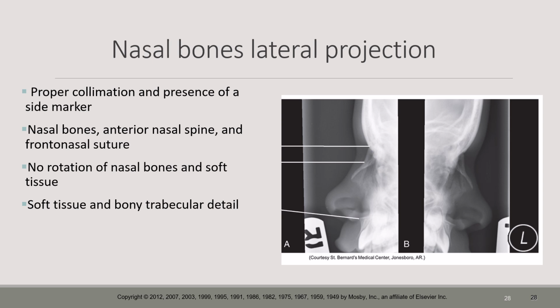But open up anteriorly to include the nasal cartilage, open up posteriorly to include the outer canthus of the eye, open up superiorly to include the frontal nasal suture, and inferiorly to include the acanthion, right? And that's a proper lateral nasal bone. Since you're shooting both the left and the right, make sure you mark those appropriately so the radiologist can tell which side is closest to the image receptor.